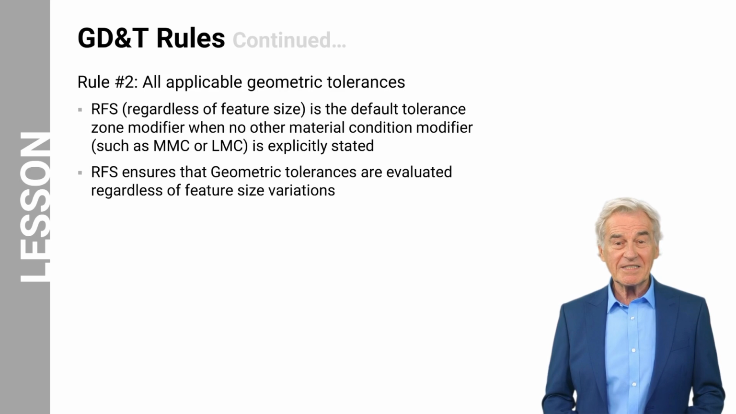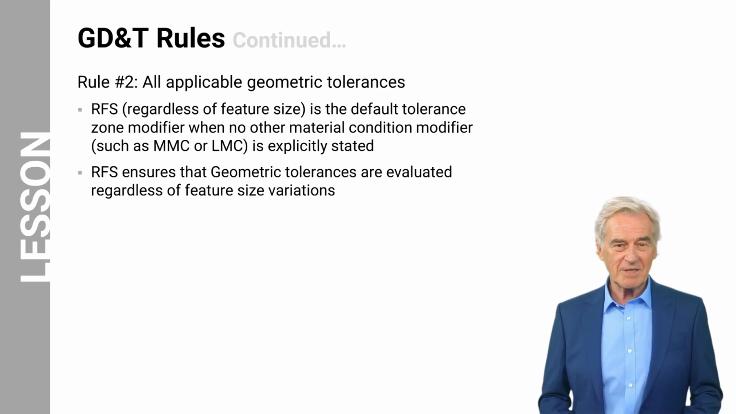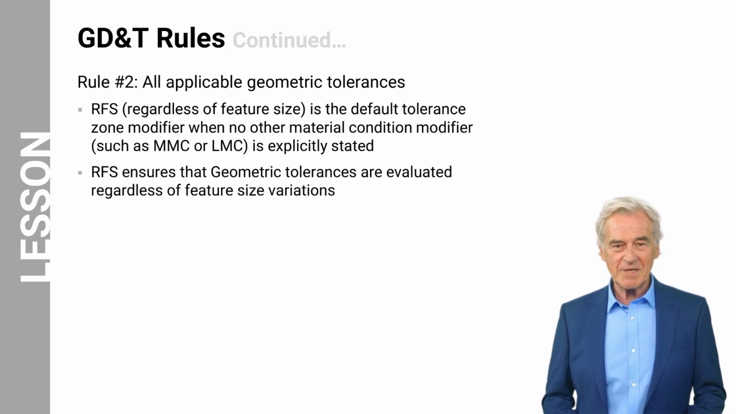Rule number 2 states that RFS, or regardless of feature size modifier, applies by default when no other material condition modifier is specified. This ensures geometric tolerances are evaluated independently of feature size, maintaining consistent form, orientation, or location requirements regardless of manufacturing variations.